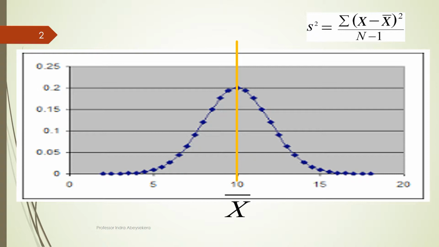Let's say we have a variable that varies, and the mean of that variable is shown here as x bar. If we want to compute the variance, then what we mean by the variance of this variable is the distance of each data point from the mean, or the average point.